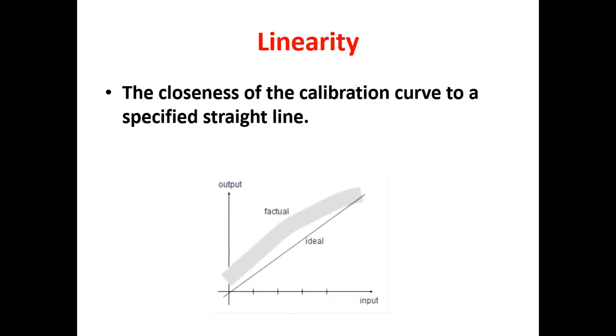Now another term is called linearity. Linearity means the closeness of the calibration curve to a specified straight line. This is the calibration graph. This is an ideal graph, and how close the actual values are to the ideal calibration graph is basically called the linearity. Linearity is also one of the very important relations.